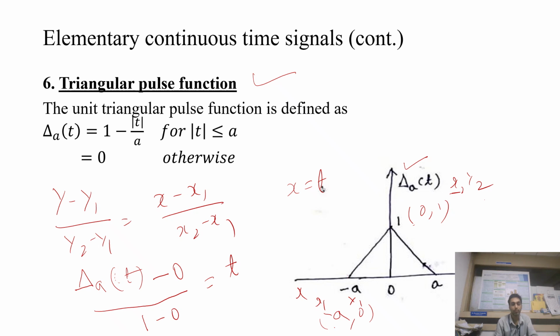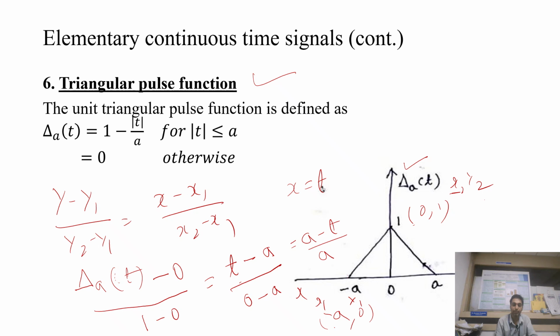Okay. X minus x1. X1 is how much? X1 is minus a. Okay. Divided by x2 minus x1. x2 minus x1 means 0 minus a. Okay. So if I take minus common to make the denominator positive, okay, so it will be a minus t by a.